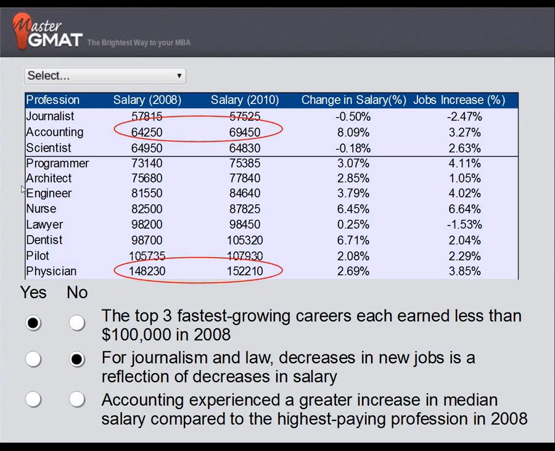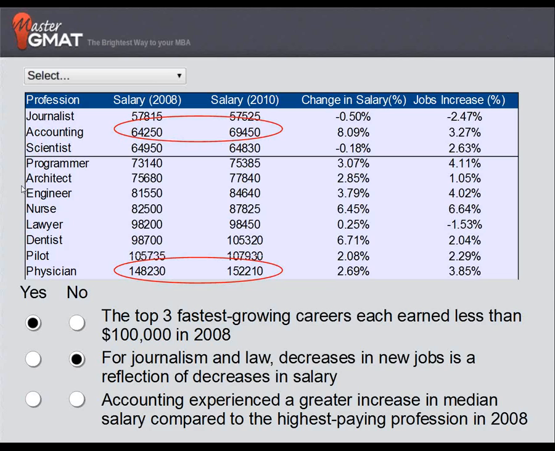Let's give a rough estimate. You know, forget about the hundreds digit, forget about the tens digit. Let's just round to the nearest thousand. So the salary for 2010 is $69,000. And the salary for 2008 is $64,000. We take the difference of that, and I think it's roughly 5K, 5,000.